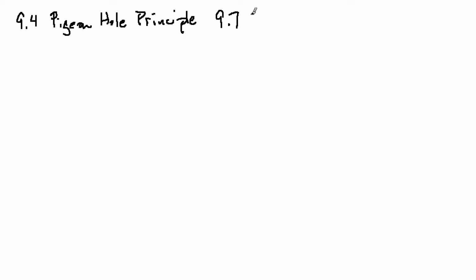They kind of spread out a little bit. One of them is section 9.4, which is called the pigeonhole principle. And the other one that we're going to be looking at is 9.7, which is Pascal's rule and the binomial theorem.